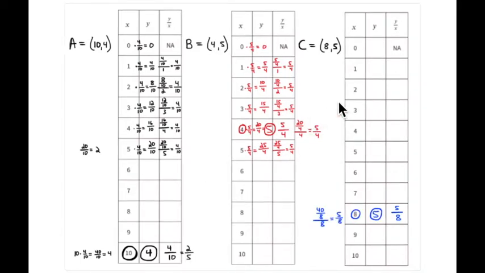And for point C, 8 is the x-coordinate, 5 is the y-coordinate, so the constant of proportionality is going to be 5/8. Each one of these x-coordinates is going to be multiplied by that constant, 5/8. That tells you that for every 8 units of x, y is going to go up 5 units. So the length of y is 5/8 the length of x.